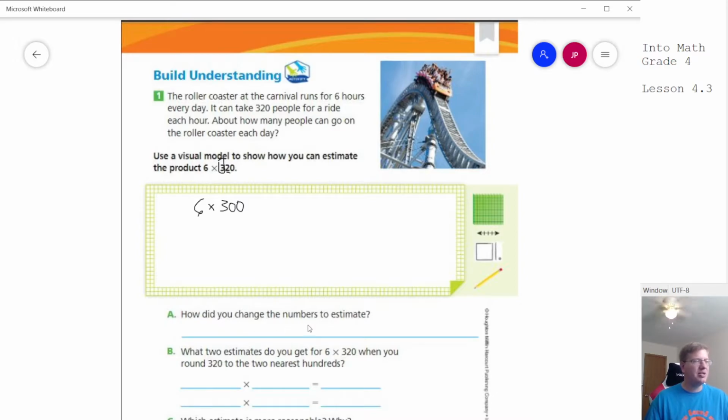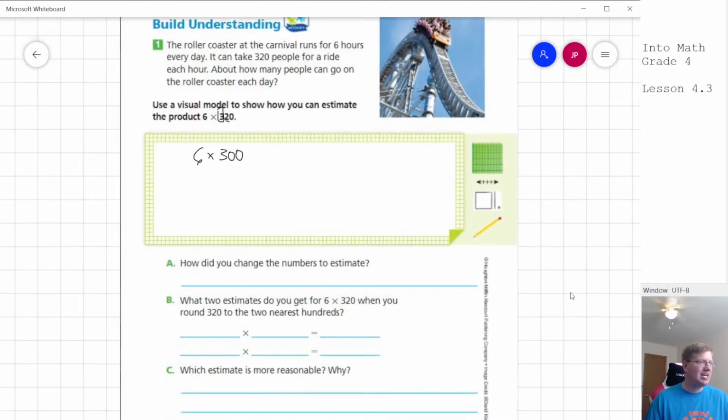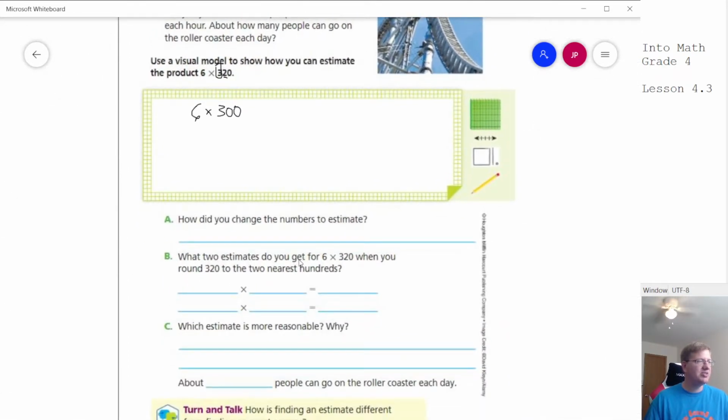How do we change the numbers to estimate? We rounded to the nearest 100. I'm not going to take the time to try to write that in. What are 2 estimates you can get when you round to the nearest 100? So this part becomes really important, so I'm going to spend a moment on that.